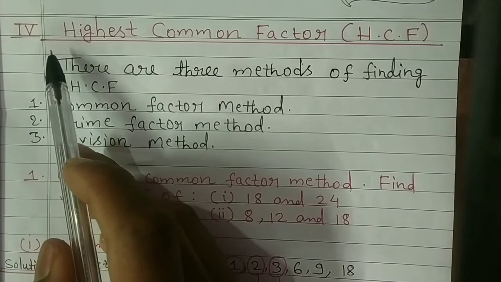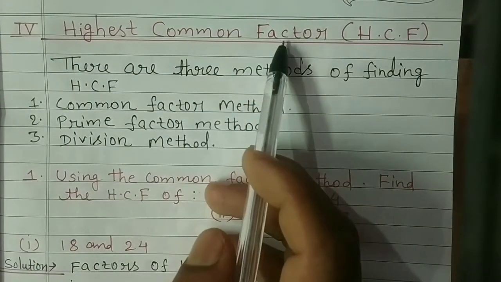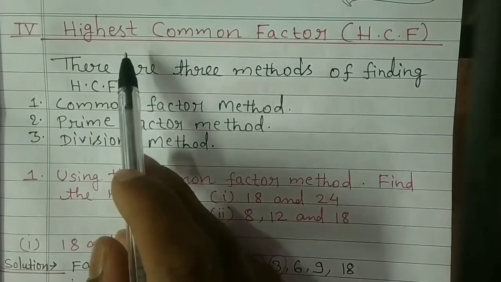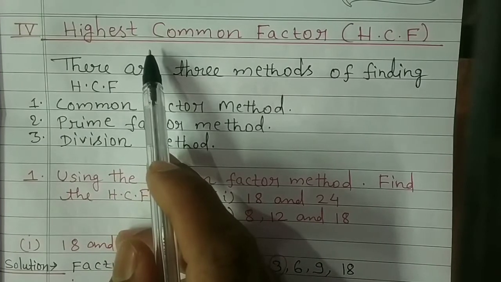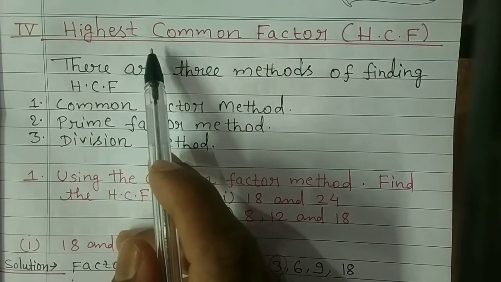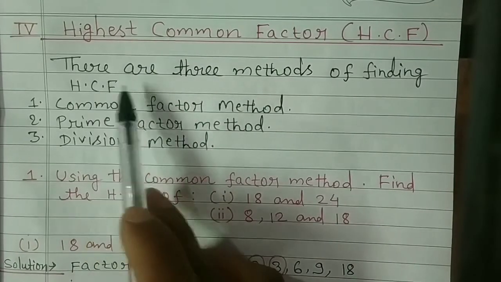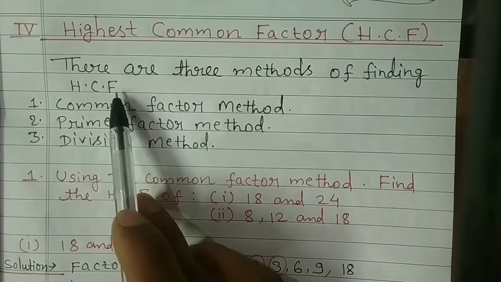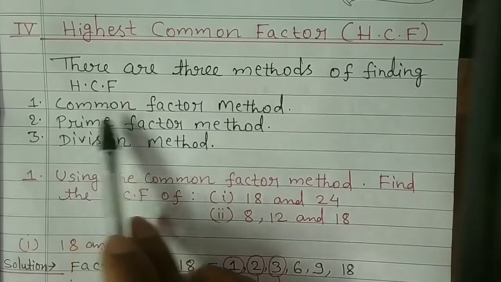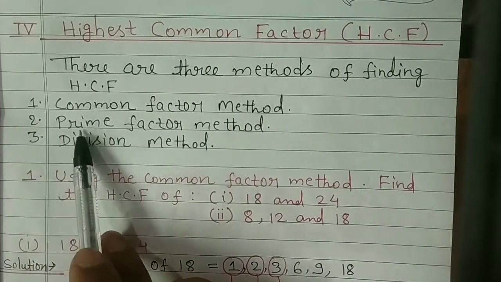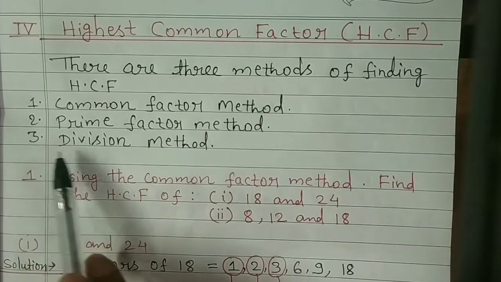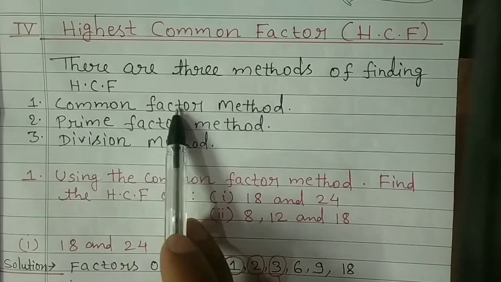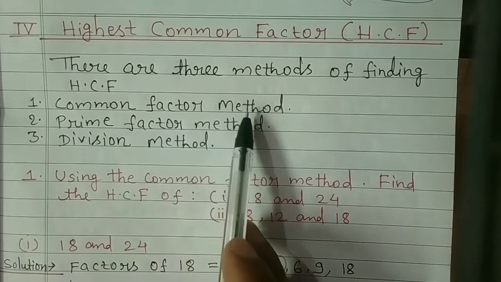Now our next topic is highest common factor. In short, HCF. Okay? So what is highest common factor? That we will understand when we will solve some questions. Okay? So there are three methods of finding HCF, highest common factor. The first one is common factor method, second one is prime factor method, and the third one is division method. Okay? So we will start from the first method, that is common factor method.